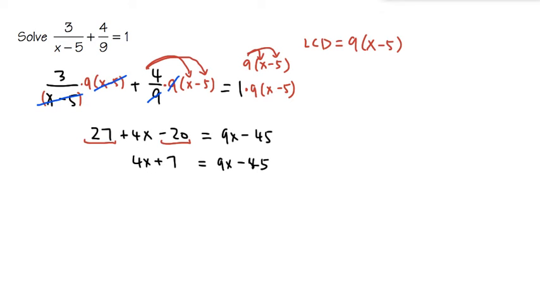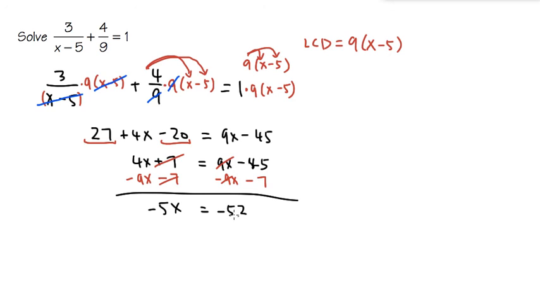So we'll do this the usual way. Let's minus 9x on both sides, so that way this and that cancel. And let's do two steps right here. So I will minus 7 on both sides as well. So here we have 4x minus 9x, that's negative 5x, and then that's equal to negative 45 minus 7, that's negative 52. And as usual, we'll just divide both sides by negative 5.